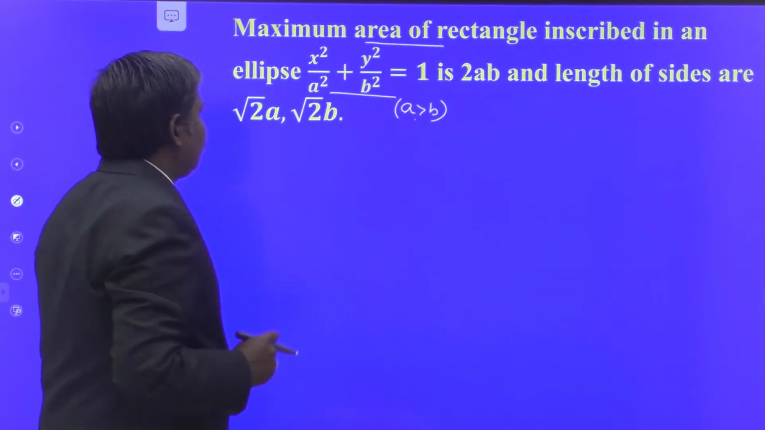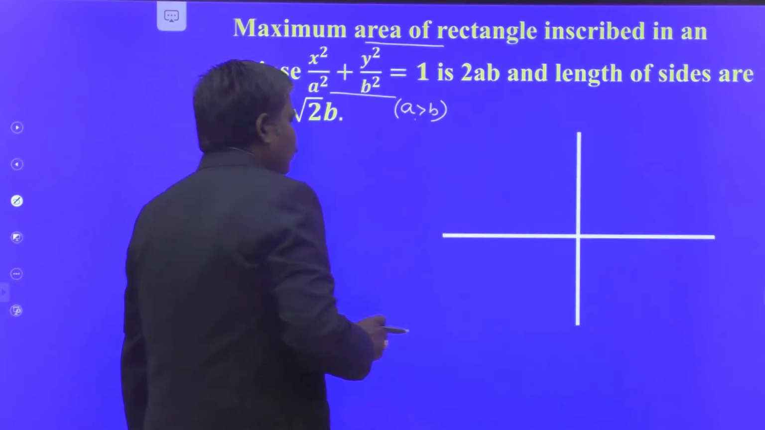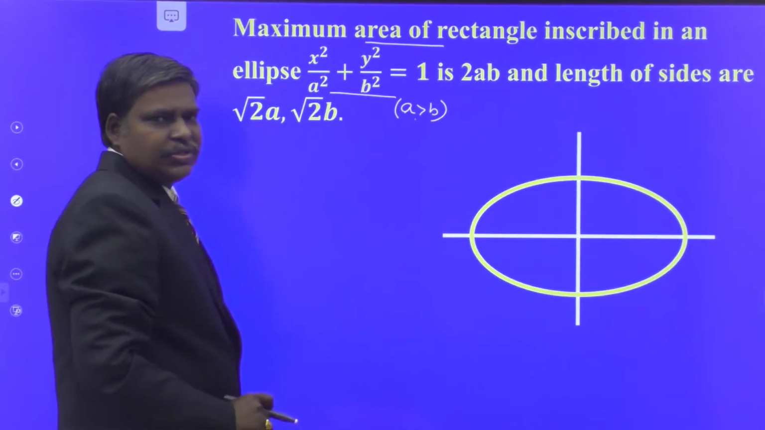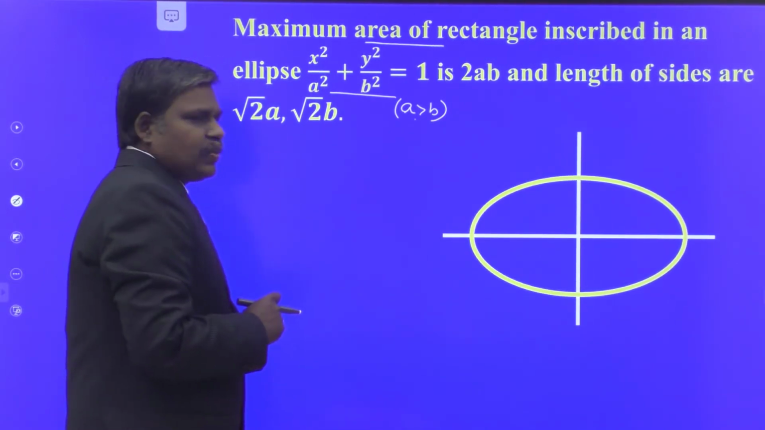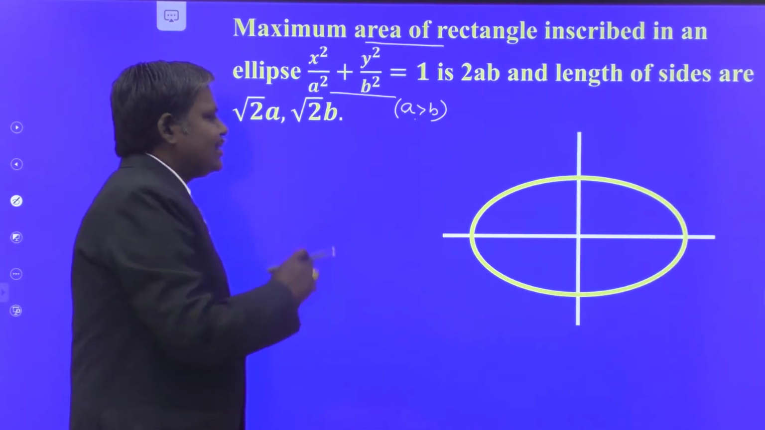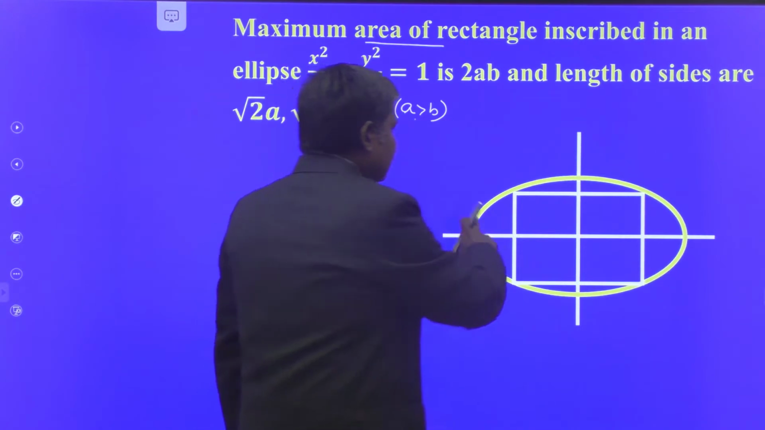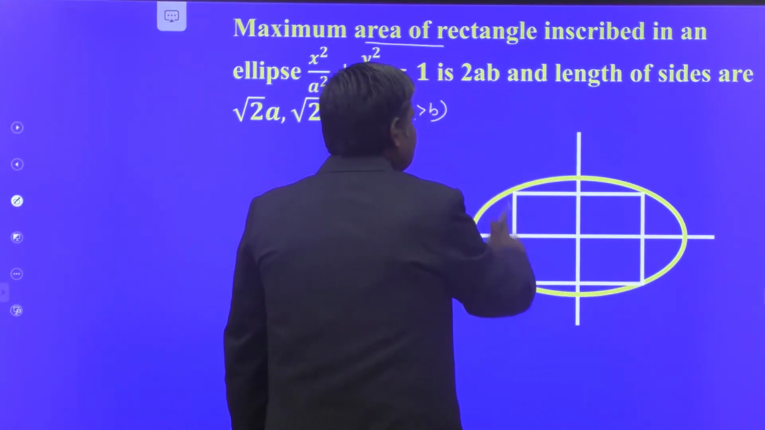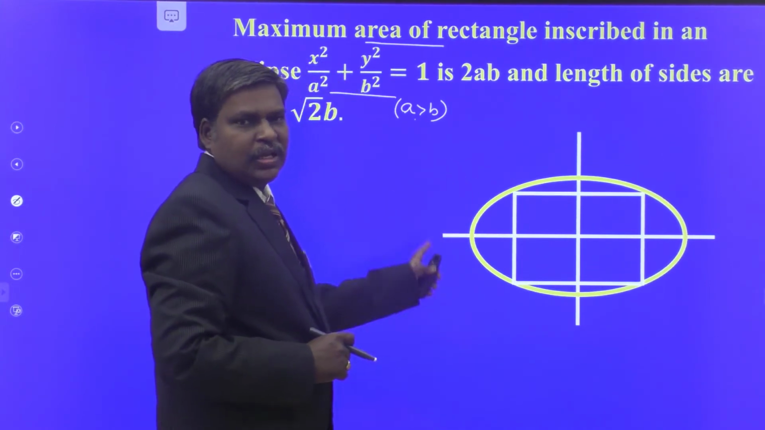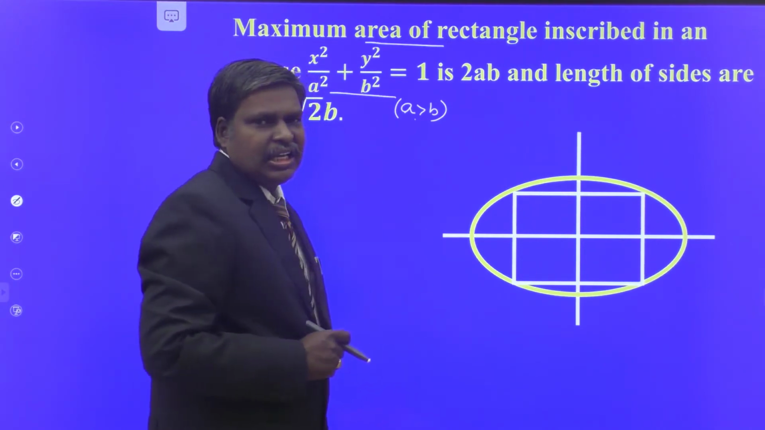So let us try to draw the figure first of all. This is x-axis, this is y-axis. So your major axis is along x-axis, minor axis along y-axis. This is your ellipse, x square by a square plus y square by b square is equal to 1. Now we have to find out the maximum area of the rectangle that is inscribed in the ellipse. See here, this is the rectangle which is inscribed in the ellipse. We have to find out its maximum area. You can inscribe infinite number of rectangles in that ellipse, but we have to find out the maximum area of the rectangle that is inscribed in the ellipse.